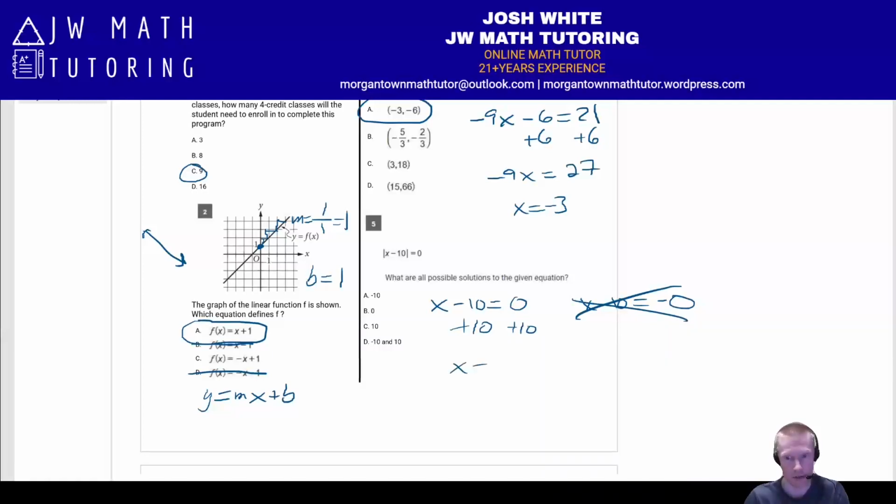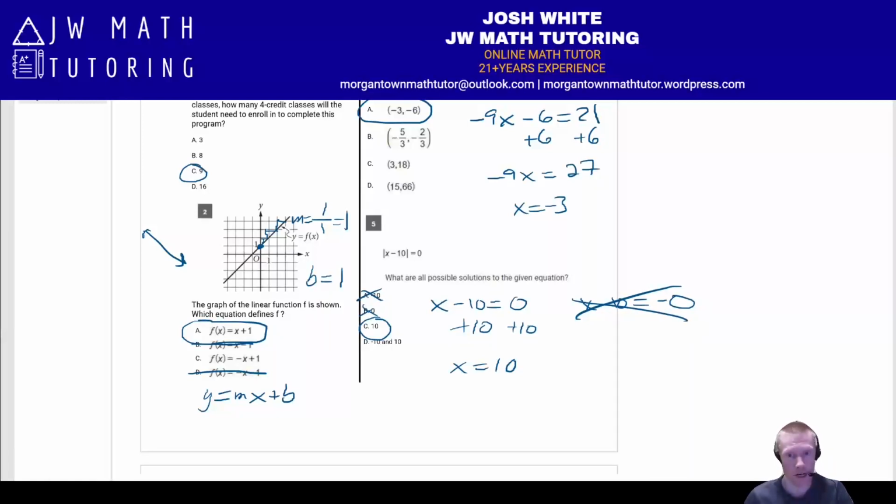We're just going to add 10 to both sides. We're just going to get x equals 10, and that's it. Now, again, this one, it's an equation. You could back solve this. You could take the answers and plug them in. Answer choice A, -10 minus 10, -20. Is the absolute value of that equal to 0? No. B, 0 minus 10, -10. Absolute value of that, is that equal to 0? No, and so on and so forth.